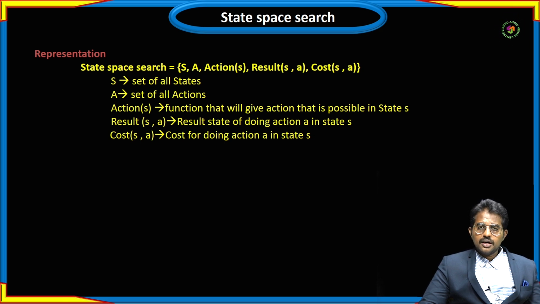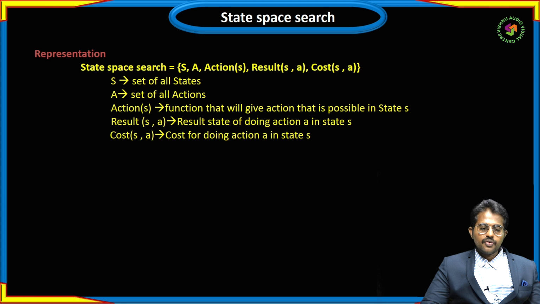The next one is the result of S comma A. Here the arguments are state S and action A. For that particular state S, we are going to apply action A. So by applying action A, what is the result for the particular state S? It will come as the output of this result function.